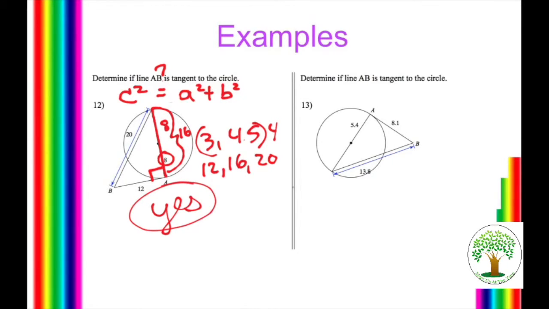Why are we saying yes? Because it's a 3, 4, 5. 3, 4, 5 is a Pythagorean triple. That's why you memorize 3, 4, 5, because you know it works with the Pythagorean theorem. And if we multiply any Pythagorean triple by a number, we get another one. We're determining if the line AB is tangent to the circle. So we're saying yes, it is, or no, it's not.